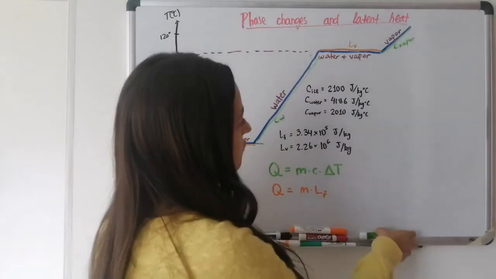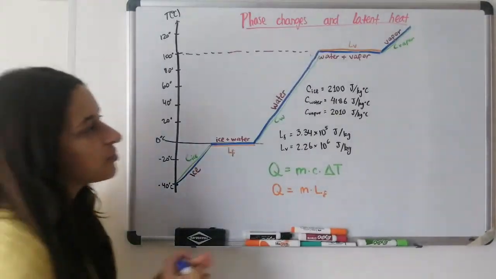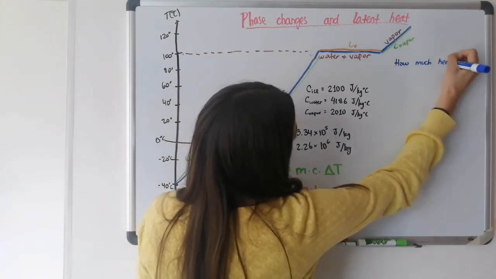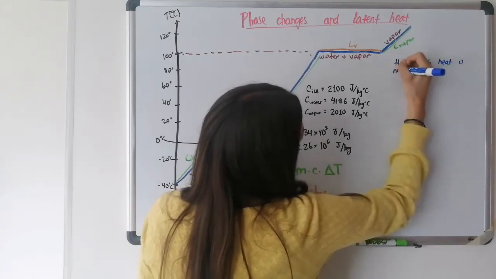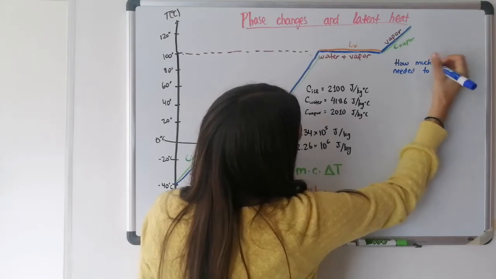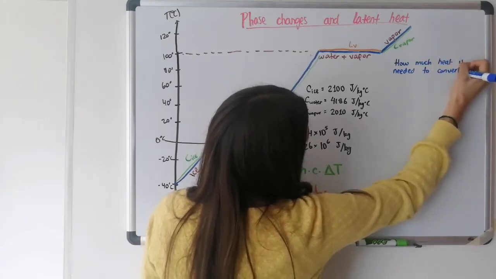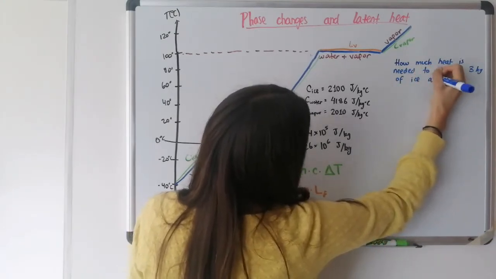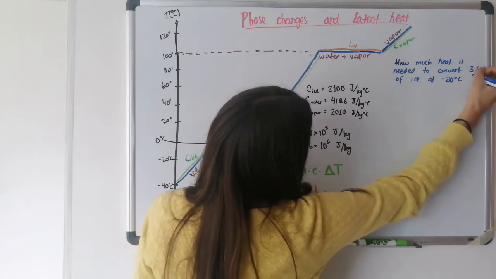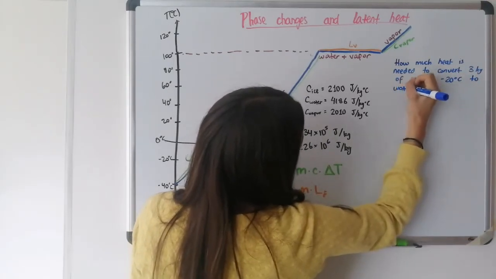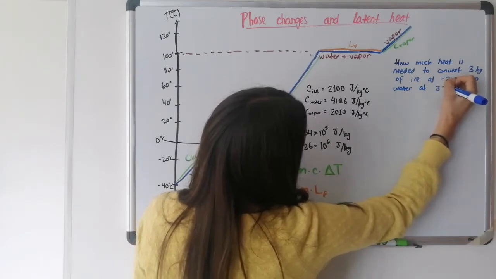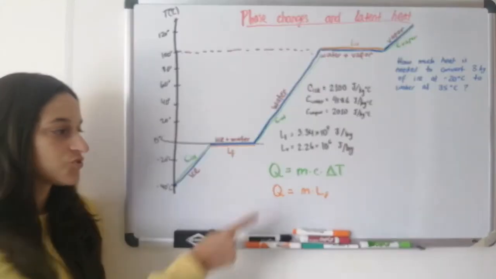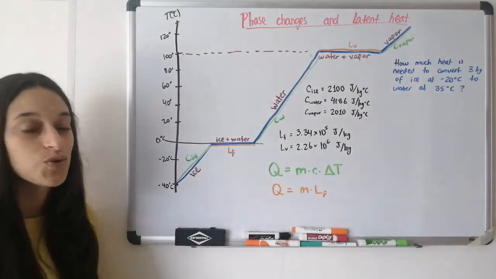So I'm going to solve an example that is, how much heat is needed to convert, let's say, 3 kilograms of ice at negative 20 degrees Celsius to water at, let's say, 35 degrees Celsius. Right, so they're asking us about the heat, the energy. So what we need to solve for, or to determine, is this Q over here.